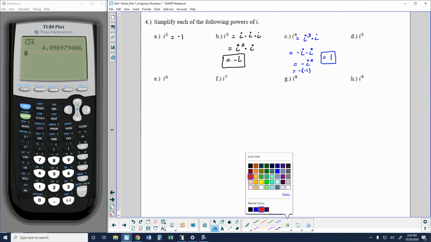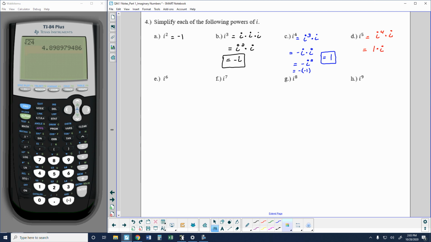Let's look at i to the fifth. i to the fifth is the same as i to the fourth times another i. i to the fourth we know is +1. So +1 times i is just i. We should start to see a pattern develop here. i to the sixth. i to the sixth is i to the fifth times i. i to the fifth we know is i. And so basically this is i times i, which is i squared, which we know from part A is just -1.